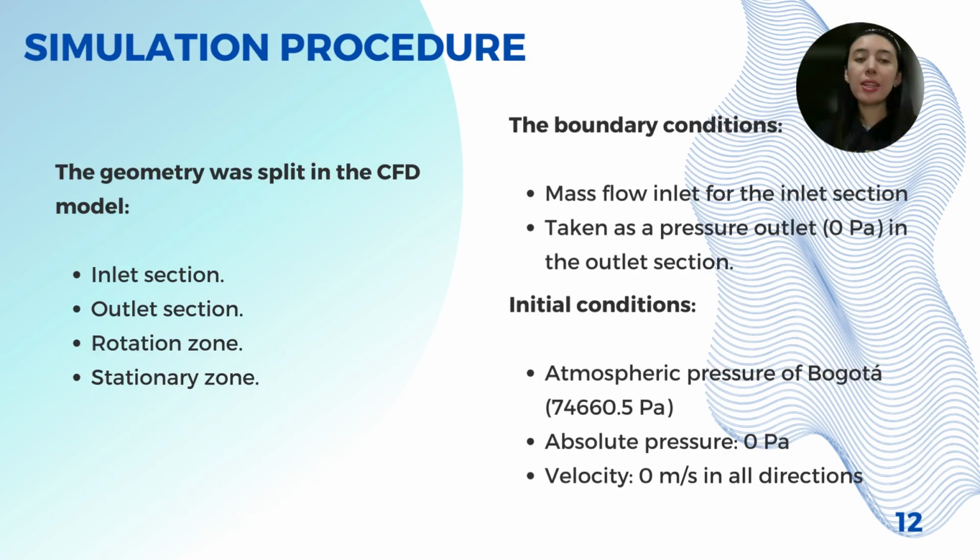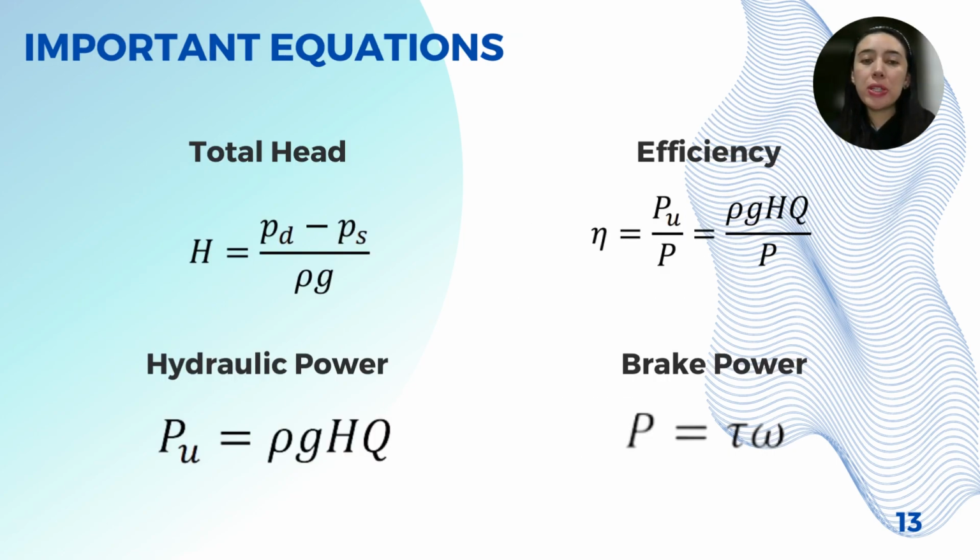flow and the wall. To initiate the simulation, the geometry was divided in 4 parts: inlet and outlet section, rotation, and stationary zone. Boundary conditions were assigned to the first 2 parts: mass flow inlet for the inlet section and the pressure outlet in the outlet section. The initial conditions were set as the atmospheric pressure of Bogota, the absolute pressure in 0 pascals, and the velocity as 0 meters per second in all directions. The following equations were used to generate the simulation reports.